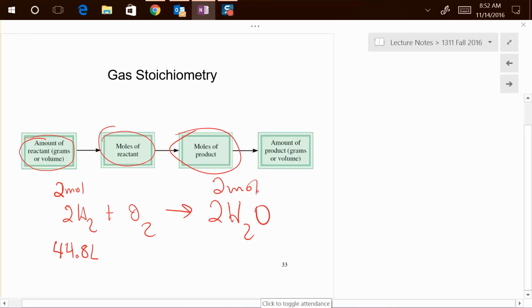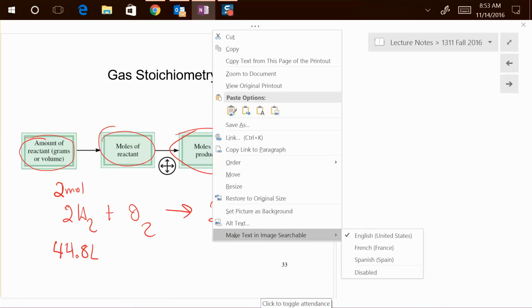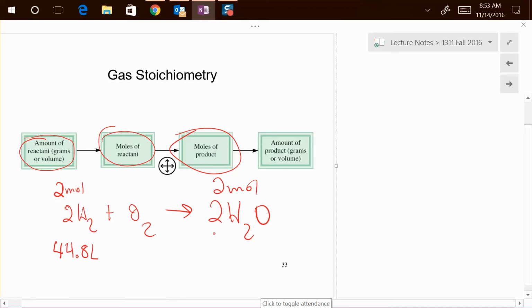What is the volume of those 2 moles? Does it matter if it's H2 or H2O for the volume? No. So what's the volume? 44.8 liters. Okay? So you can see stoichiometrically volumes and liters are equivalent.